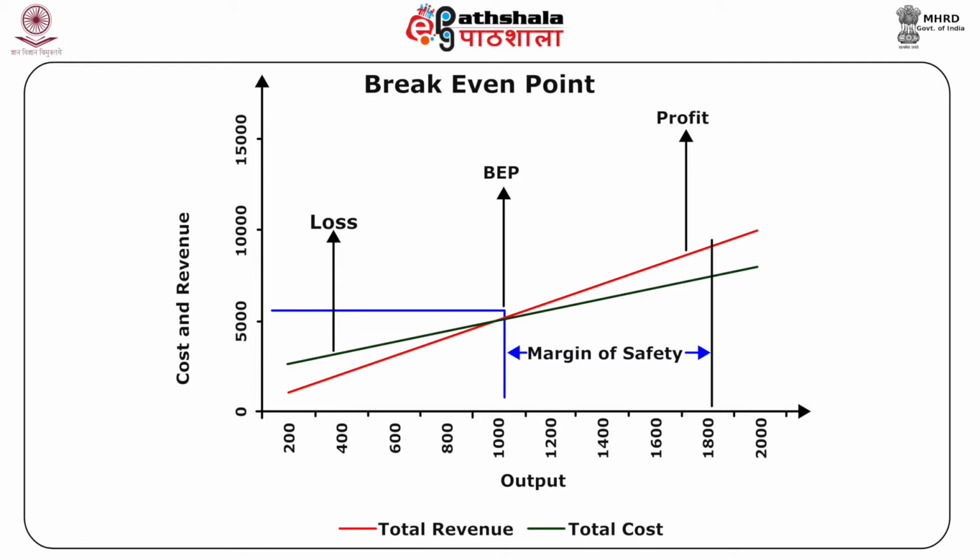Second, if the firm is producing more than 1,000 units, then the firm will have profits, as its total revenue will exceed its total cost of production. And the third situation is the break-even situation at 1,000 units of output, where total revenue is equal to the total cost. When the firm produces exactly 1,000 units, it will earn zero profits and no loss. Point A is known as the break-even point of the firm.